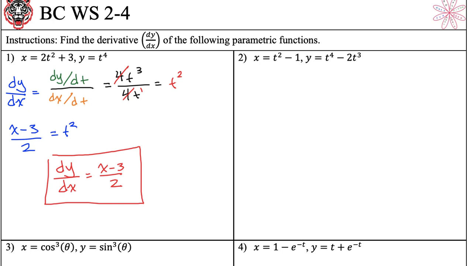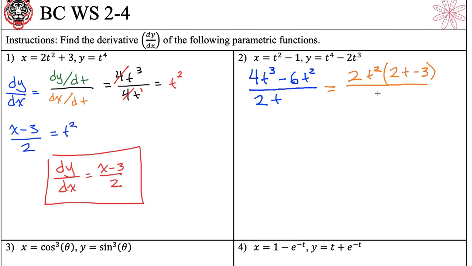Number 2, I'm going to use the same formula. I'm going to take the derivative of y, and that's going to be 4t to the power of 3 minus 6t squared. And I'm going to divide that by the derivative of x, again with respect to t, and that's going to be 2t. All right, so now I'm going to try to cancel things out a little bit, simplify. The greatest common factor on the top is 2t squared, and what's left over when I factor out the 2t squared is a 2t minus 3.